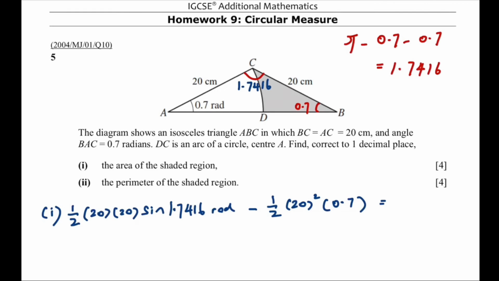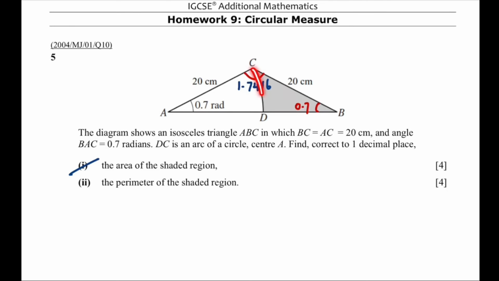(57.1 cm square). That's the answer for area of shaded region. Okay, now we look at the second question, perimeter of the shaded region.